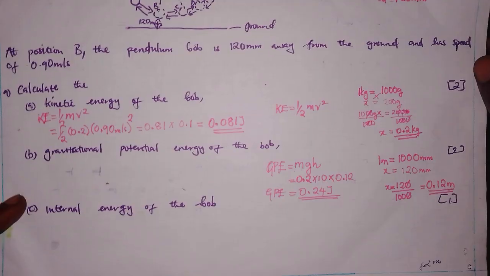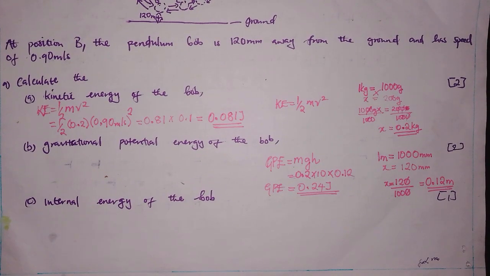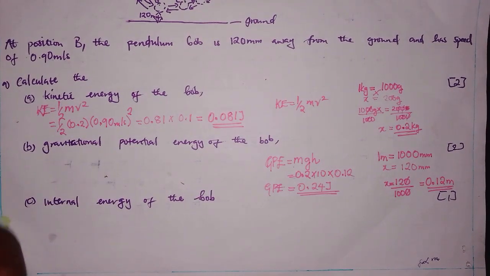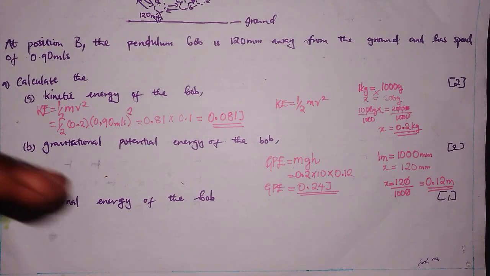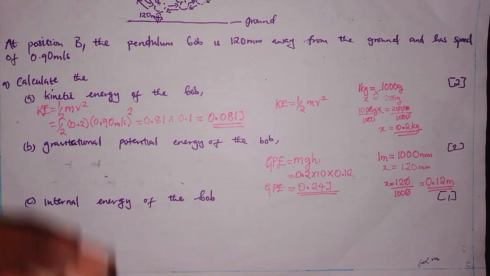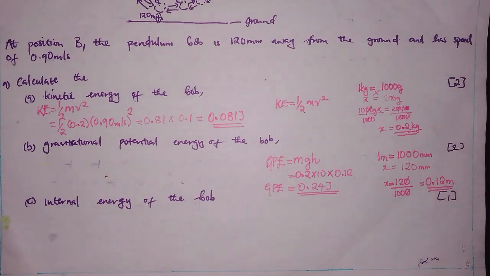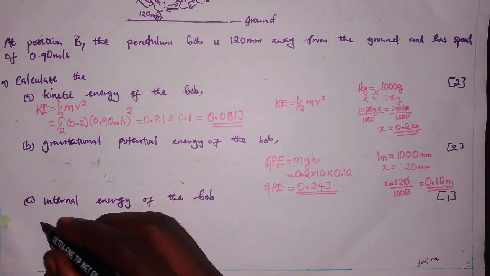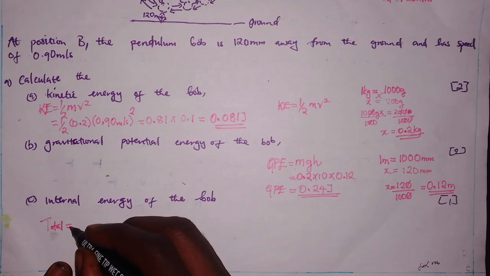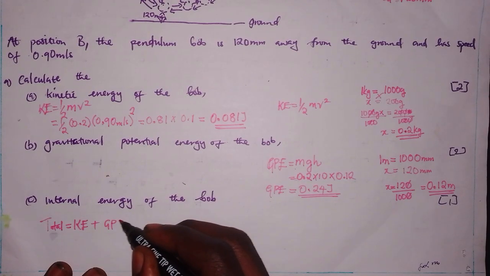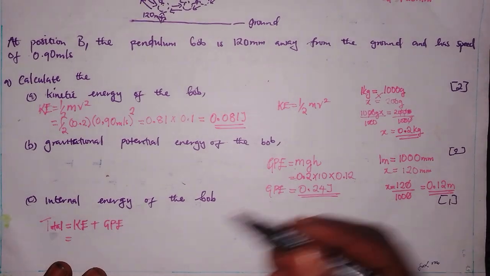So now moving on to our final question. What is the internal energy of the bulb? Whenever they talk about the internal energy, this is just the total energy which is stored in an object. In other cases, they are asking you for the mechanical energy. In our case, since we only have two types of energy, the kinetic and the potential, you say the internal energy or the total energy is equal to the kinetic energy plus the gravitational potential energy. What is our kinetic energy?